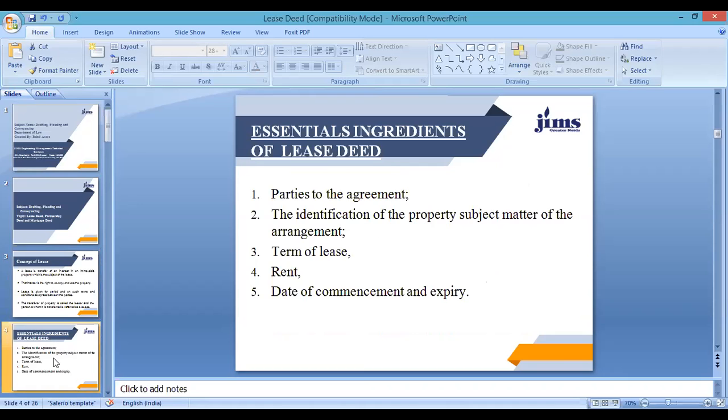Second, the identification of the property or the subject matter of the lease. The subject matter of a lease must be immovable property, which is defined under Section 3 of the Transfer of Property Act. The word immovable property denotes the land itself and a physical object and sometimes the estate in the land. Furthermore, the immovable property may be corporeal or incorporeal.